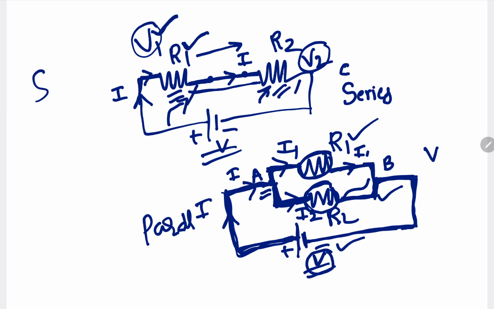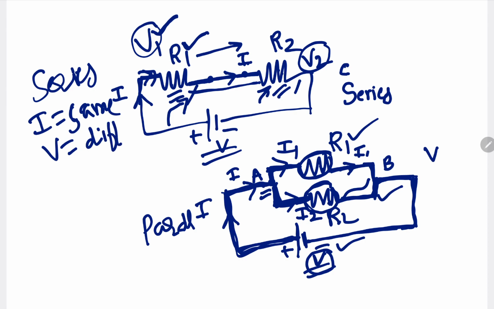V2. So in series connection what we can observe is, current through R1 and current through R2 is same. In series connection current is same. Voltage may be different. But if R1 and R2 are both same, then voltage drop is going to be same. But if R1, R2 are different, voltage may be different.